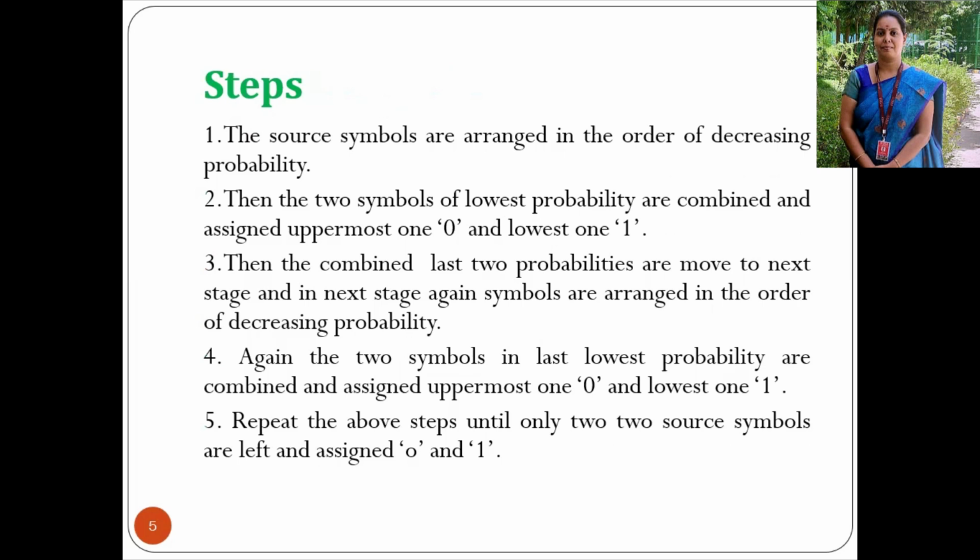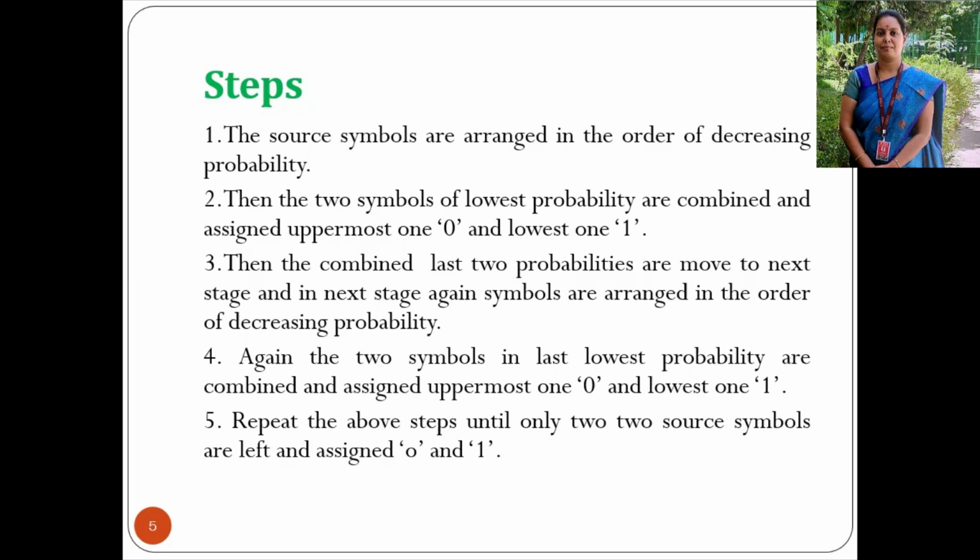Before we solve the problems, first we need to know the steps involved in Huffman coding. For example, the total number of source symbols is 8. In the first step, the source symbols are arranged in the order of decreasing probabilities. That means, for example, with 8 symbols, each symbol has a different probability, and we arrange the probabilities in descending order.